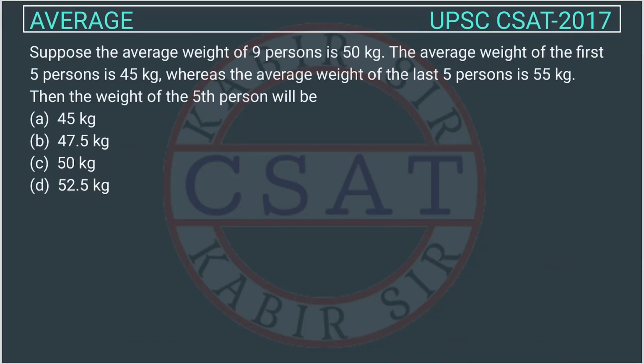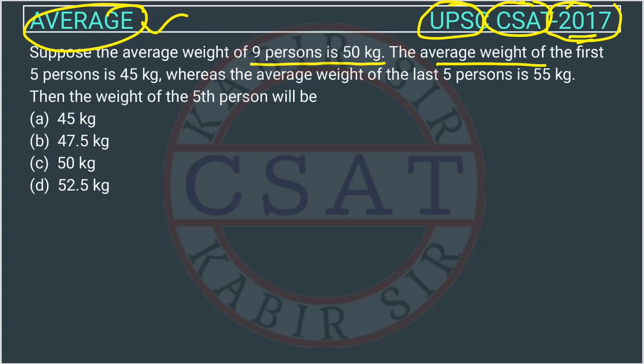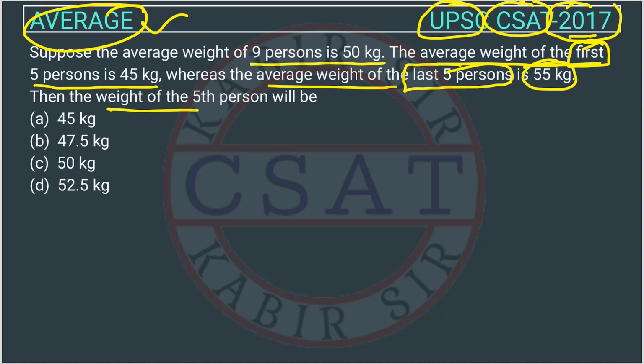Okay, this is a question of average asked in UPSC CSAT paper of 2017. Suppose the average weight of 9 persons is 50 kg. The average weight of the first 5 is 45 kg, whereas the average weight of the last 5 is 55 kg. Then the weight of the fifth person will be.